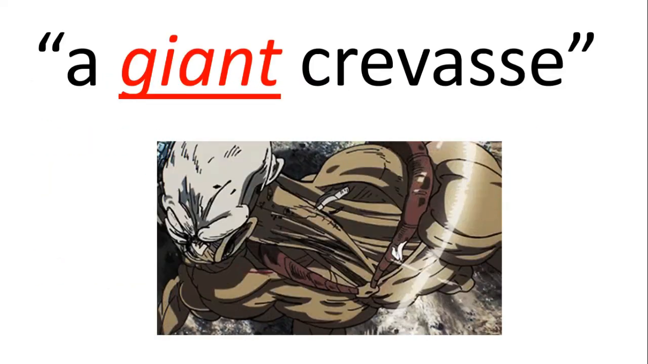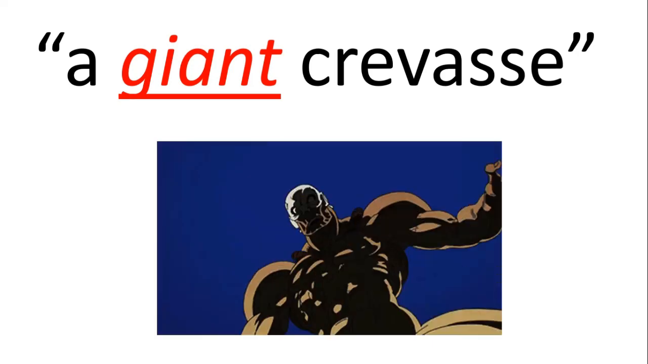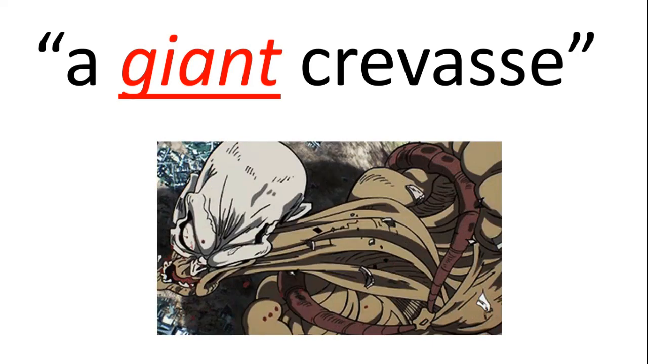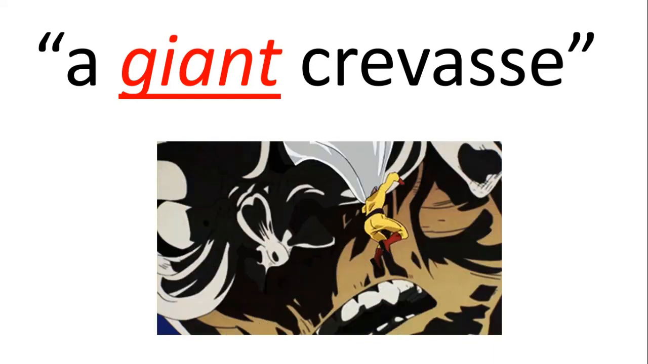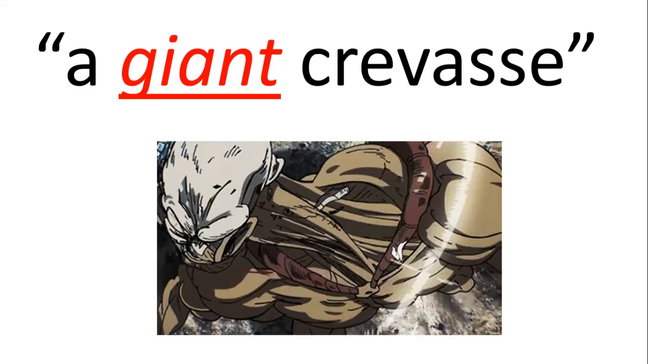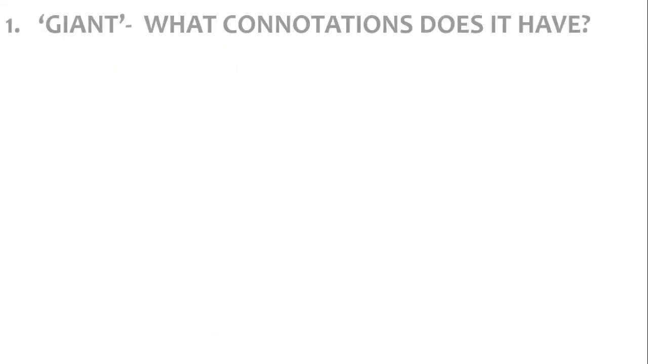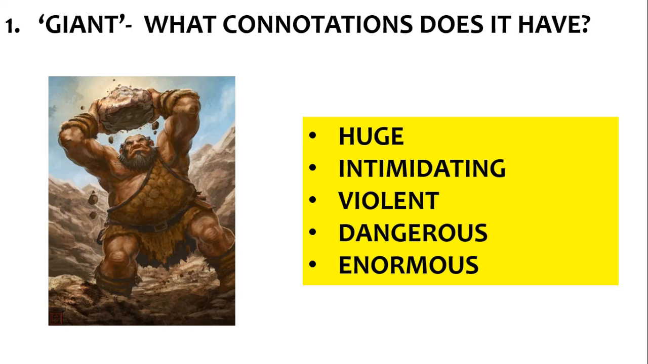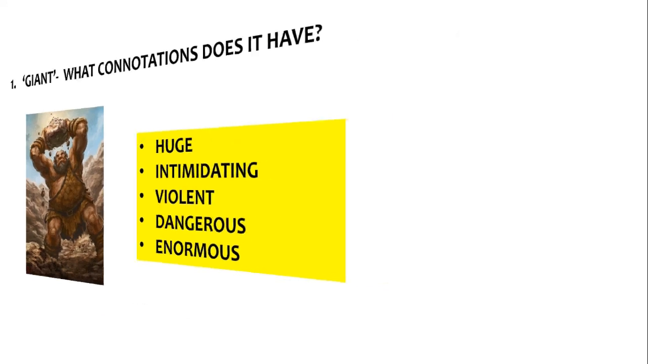So if we look in the article, one phrase that we could have picked out is a drying crevice, so a giant crack in the ice. But the writer could have just put a big or a large, so why have they chosen to use the adjective giant? What does giant suggest? What connotations? We probably said the connotations are huge, intimidating, violent, dangerous, enormous.